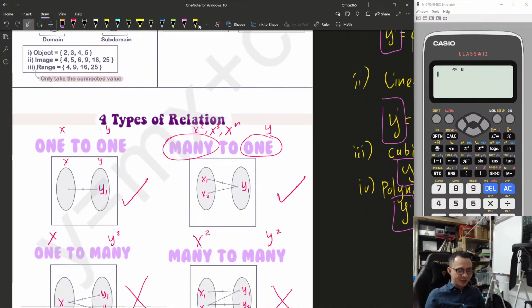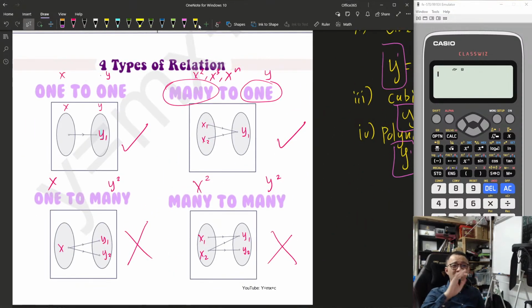Okay, so right now you need to know 4 types of relation. I mean the name, because in the exam they might ask you a 1 mark question. They will ask you what is the type of relation for this function, or for this equation, or for this graph. So at least you need to know you have 4 types of relation: 1 to 1, many to 1, 1 to many, and many to many. These 4 types of relation, you kind of need to memorize, and then you need to understand the 1 to many. Whatever they say first is x, what they say after will be the y.